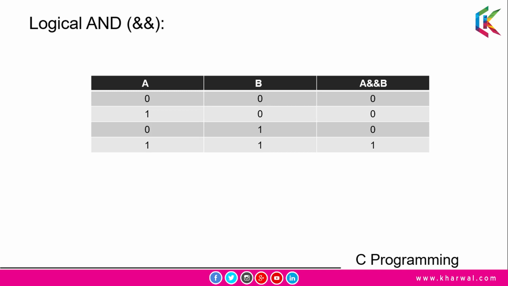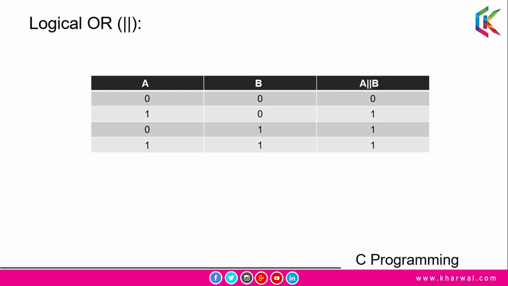Now let's discuss the logical OR operator. In the logical OR operator, if operand A is 0 and B is 0, then A logical OR B will be 0. If A is 1 and B is 0, then output will be 1. If A is 0 and B is 1, then output will be 1. And if A is 1 and B is 1, then A logical OR B will be 1. So we can say that if both the operands are 0, then output will be 0. Otherwise, we will get 1.